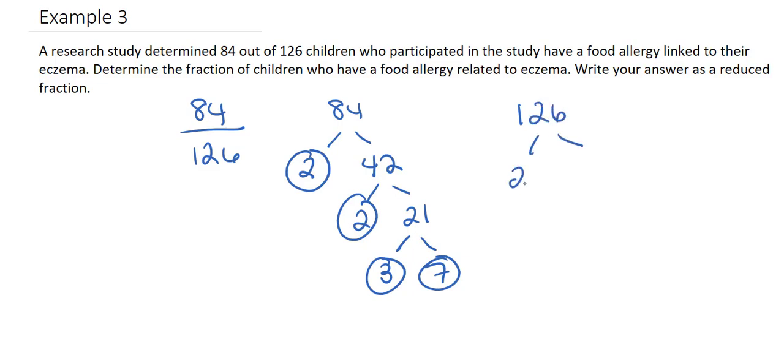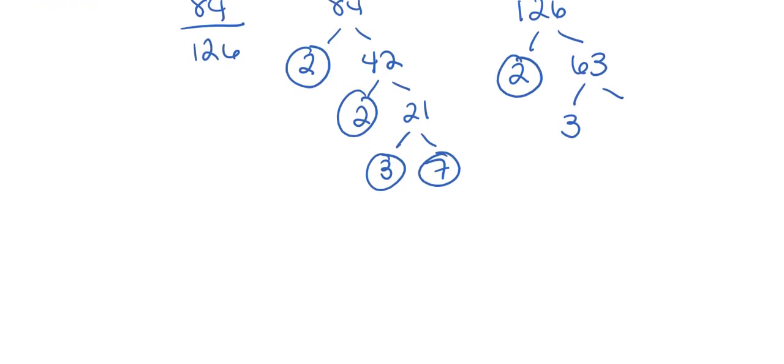126 can be 2 and 63. 63 can be divided by 3, because this is divisible by 3, so we know we can take a 3 out of it. And that would be 21. 3 can go into 6 2 times, and then 3 1 time. You can always go back and do it on the side if you need to do that. And then 21 is 3 and 7.